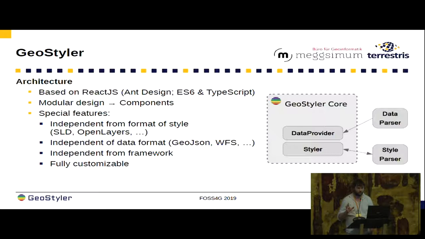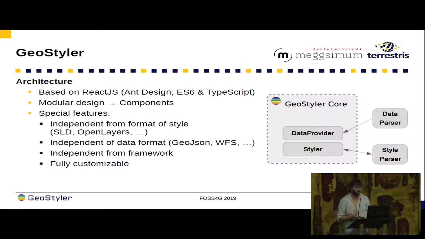There's a more or less rudimentary implementation for Mapbox, but you can roll your own. So if you have your own style, just create your style parser, connect it to GeoStyler, and then you can convert it via the internal style to your style. Makes it quite easy. So it's also independent from the framework. I'm going to show some examples later where we integrated GeoStyler in a project and stuff like that.